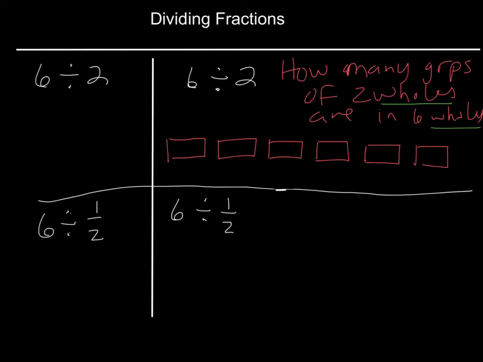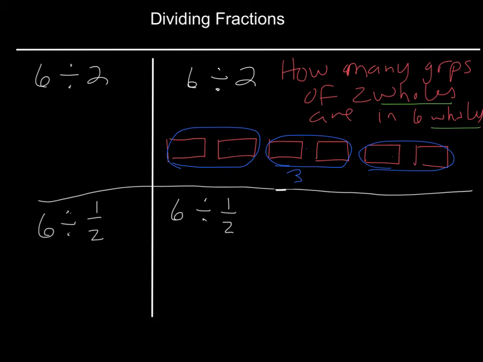Okay. So now if I'm looking for 2 holes, well, here's 2 holes, and there's 2 holes, and there's 2 holes. So I see that I have 3 groups. I have 3 groups of 2 holes. So 6 divided by 2 is equal to 3. Okay, we're going to use that same concept for this next one.